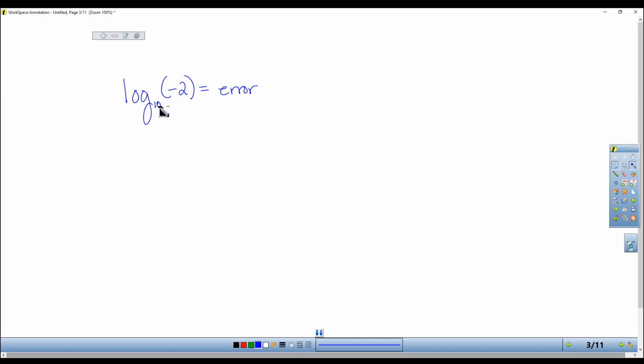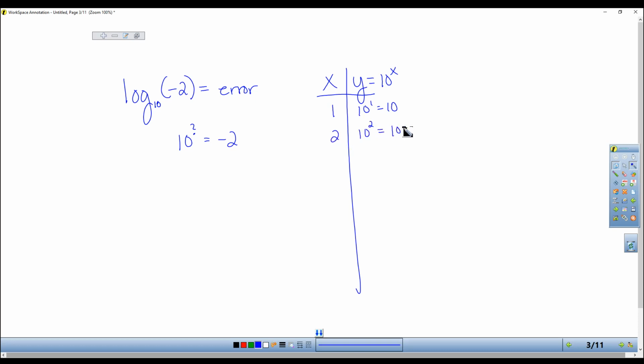So let's talk about why a log base 10, or honestly a log base anything, of negative 2 would give you an error. Because if I reversed this, this is saying 10 to the what is equal to negative 2, right? And this is an error. There is no number that's ever going to make negative 2. Watch why. So if I pick 1, then 10 to the 1 is 10. If I pick 2, 10 to the 2 is 100. You can see this is the wrong direction to go in, right? 10 to the 3 is 1,000. None of these are going to make negative 2.